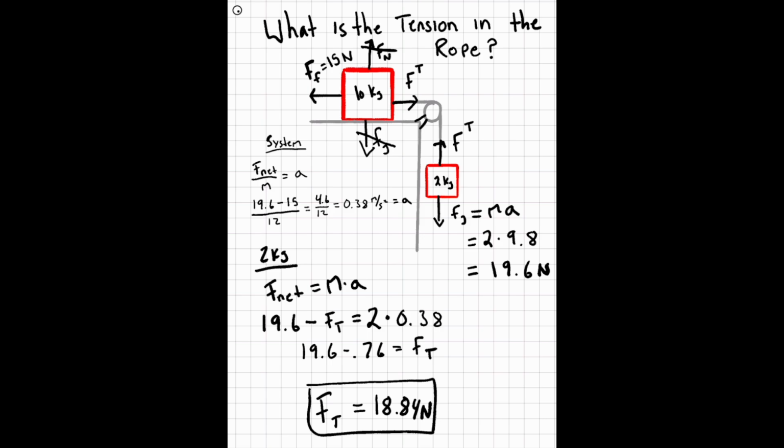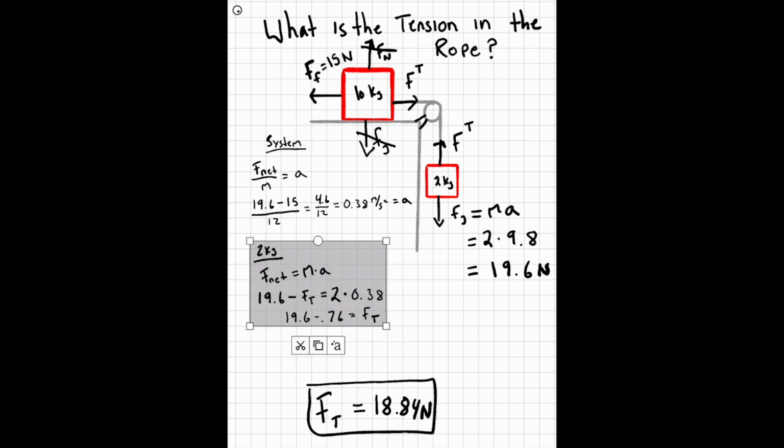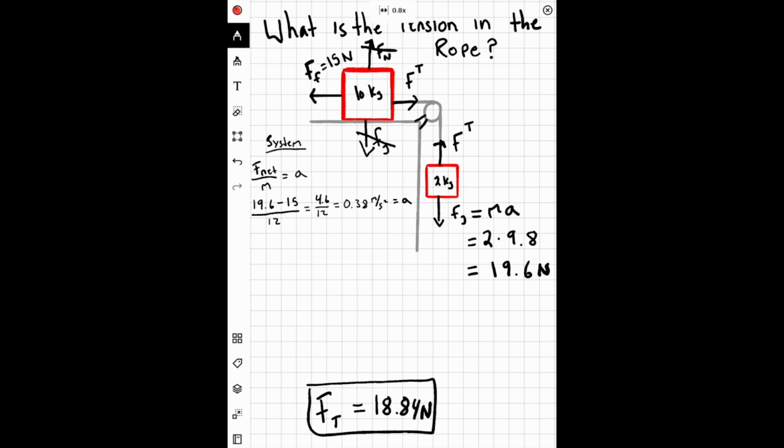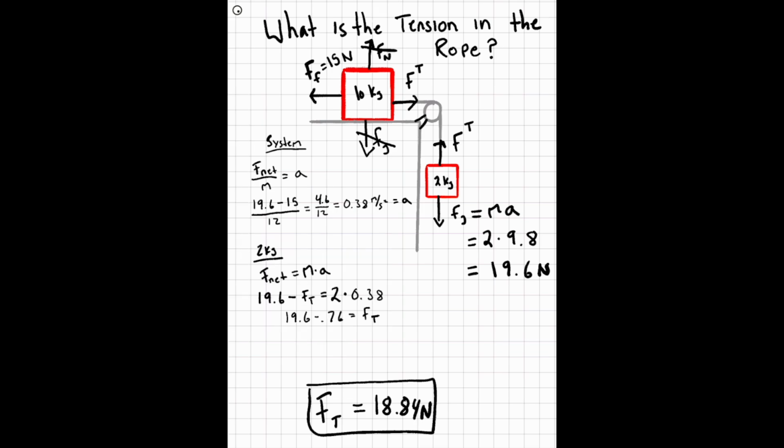So then we're able to look at one of the blocks, like the small block, use the acceleration that we calculated from the system, no longer ignore the force of tension because in one block, the force of tension is not canceling out, and that enables us to find the force of the tension.